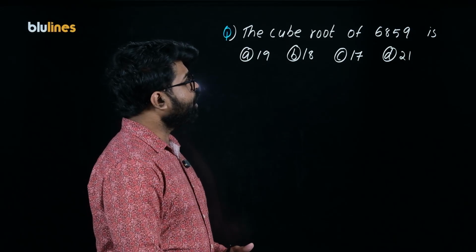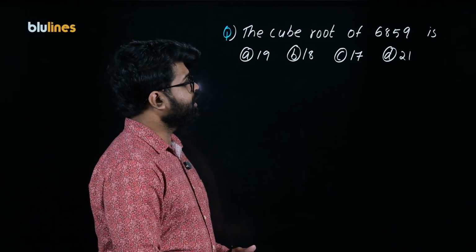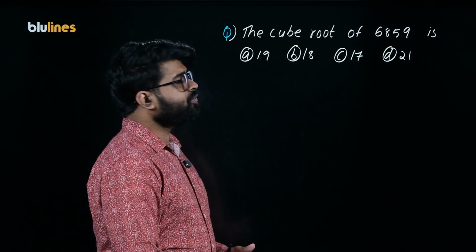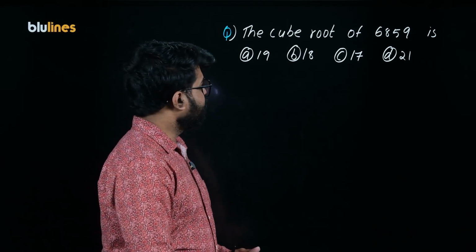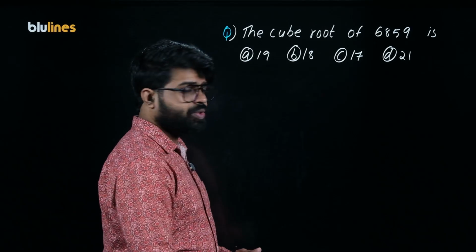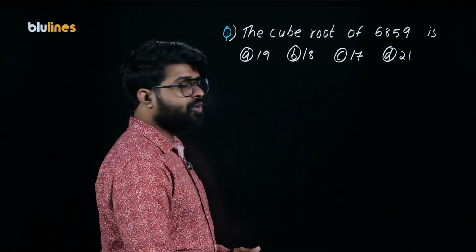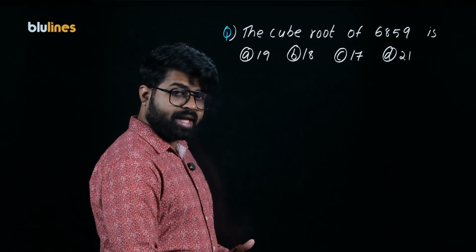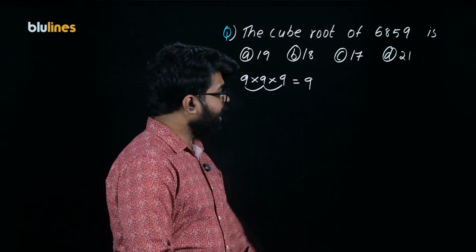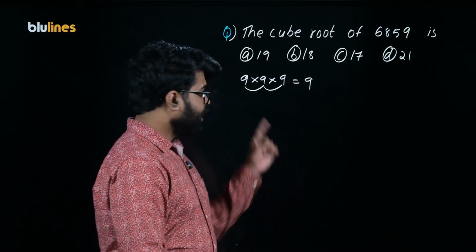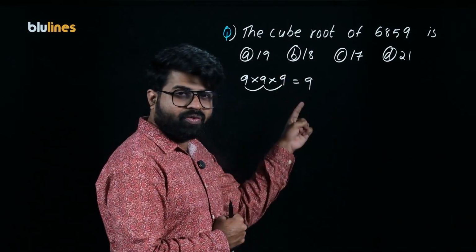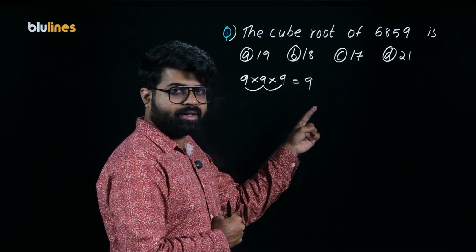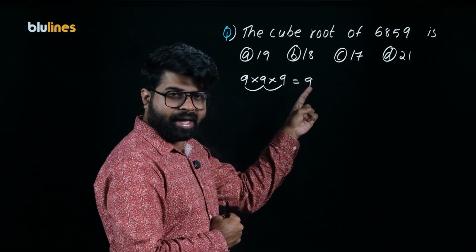Now the cube root of 6859 is. We need to find the cube root of 6859, and we are given the options 19, 18, 17 and 21. So I am picking first 19, and the units place is 9. When I multiply 9 into 9 into 9, 9 into 9 is 81, which has 1 in the units place. 1 multiplied with 9 is 9. So the units place must be equal to 9.